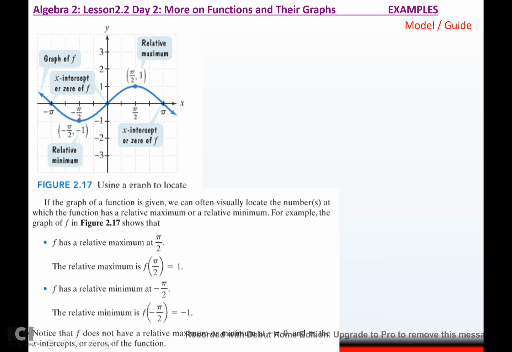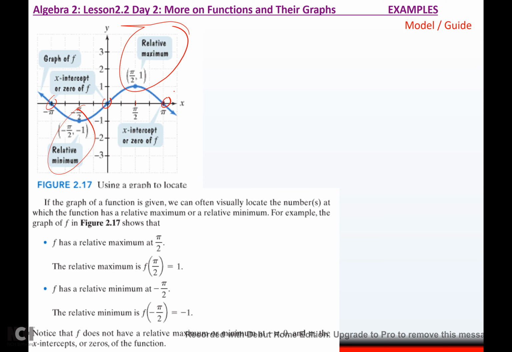Alright, so it says, if the graph of a function is given, we can often visually locate the number or numbers at which the function has a relative maximum or relative minimum. For example, the graph of f in figure 2.17. This is a sine function. This is sine x. So they're counting like they would on a unit circle. They're counting in radians. So they've graphed this. This would be my relative maximum, and this would be my relative minimum. These would be my x-intercepts, right?